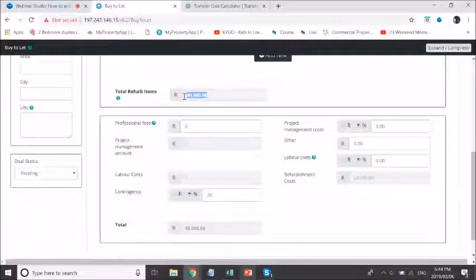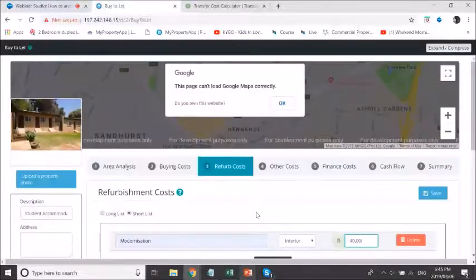What it does is it takes your total refurb costs and adds 20% on top of it, so it becomes 48,000. That's just a contingency that I think is a good practice to get involved in because builders do tend to go over budget or over time. It's just the nature of the business.